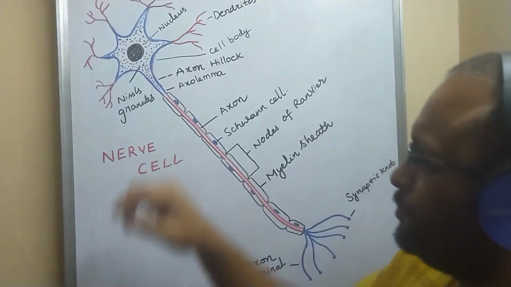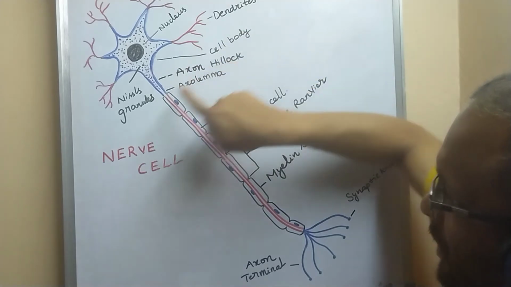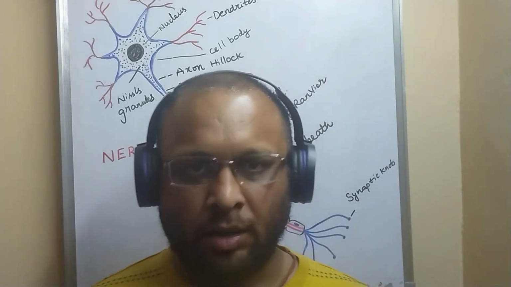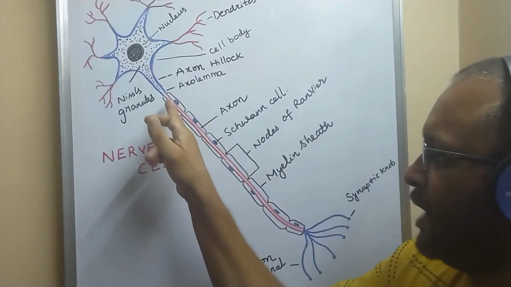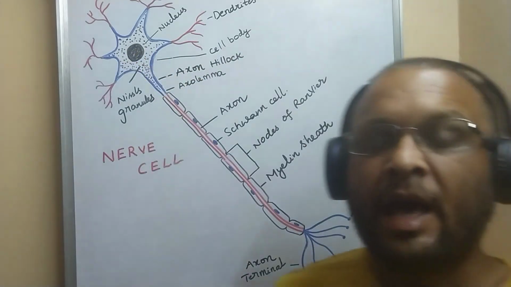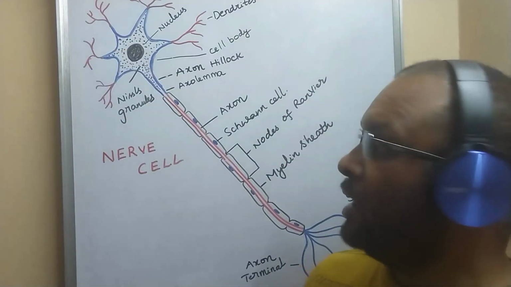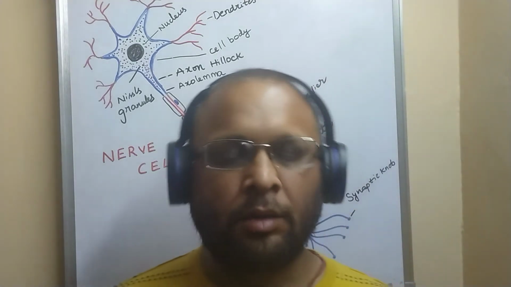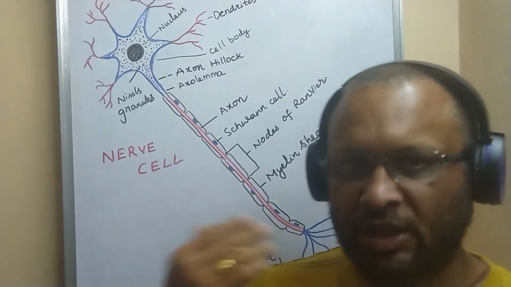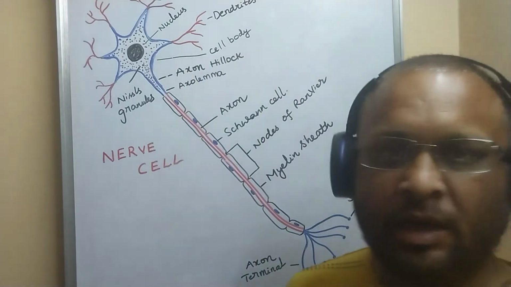Next, you can see a part called the axon hillock. What is its function? It connects the cell body with the axon. What is its significance? It is the region where the action potential, or the electrical signal, is triggered.